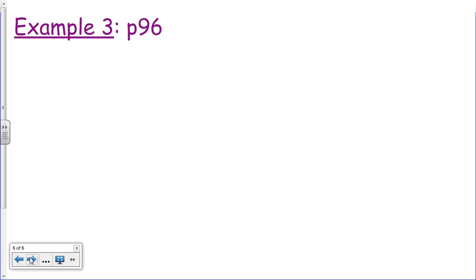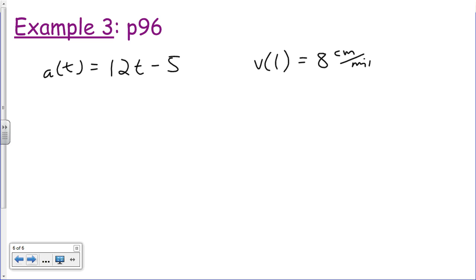Example 3 says the acceleration of a moving object is given by a of t equals 12t minus 5, where a of t is in centimeters per minute squared and t is in minutes. If the velocity at t equals 1, so v of 1, is equal to 8 centimeters per minute, find an equation for v of t, the velocity as a function of t, and use the equation to find the velocity at the instant when t is equal to 3.